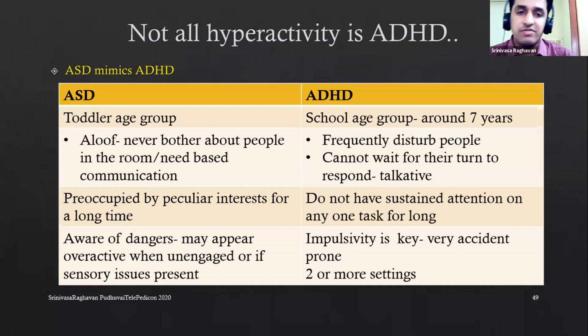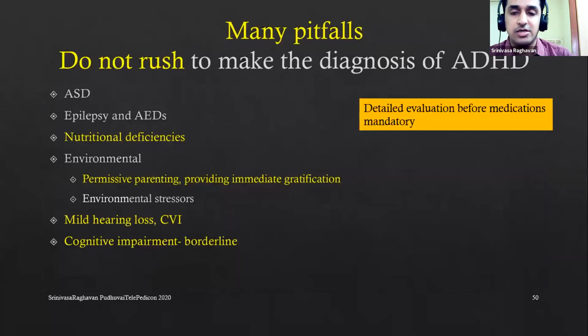Well, these are some differences. Autism usually presents in the toddler age group. These children tend to be aloof, whereas children with ADHD usually present in the school-going age group and they disturb other people. They cannot wait for their turn. And impulsivity is the key. They are very accident prone, and ADHD symptoms will persist in 2 or more settings. So not all hyperactivity is ADHD. The key message that I want to convey is that there are many pitfalls in the diagnosis of ADHD.